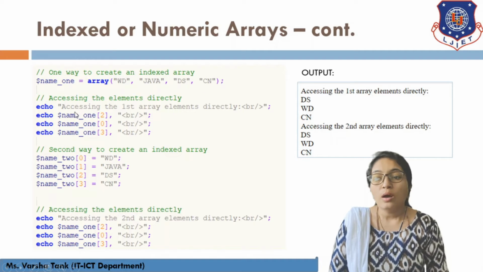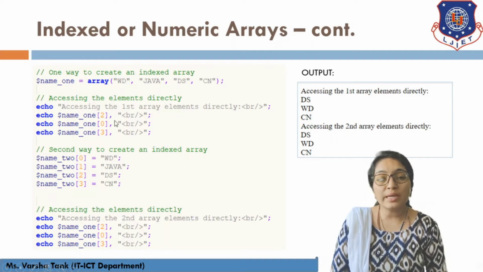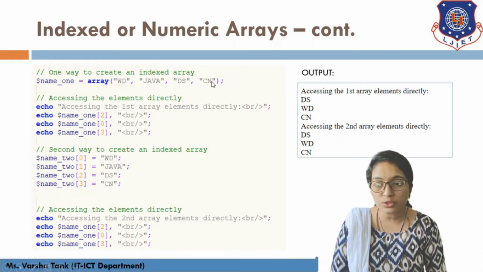Now, how to access the array element directly? You can use the index. So here WD is at the 0 position, Java is at the first position, DS, data science, is at the second position, and CN is at the third position. So you can use it directly.